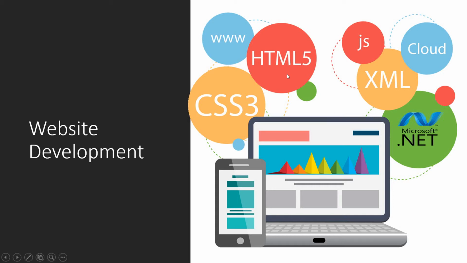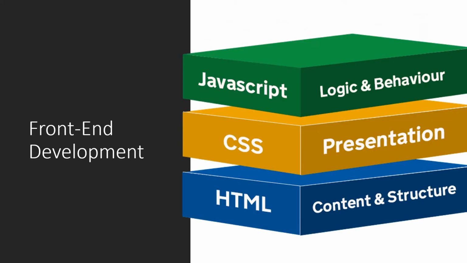As you may see in this picture, a website is basically the combination of HTML5, CSS3, XML, JavaScript and Microsoft .NET here as the backend language. Let's move forward to front-end web development. Front-end development basically deals with HTML, CSS and JavaScript.